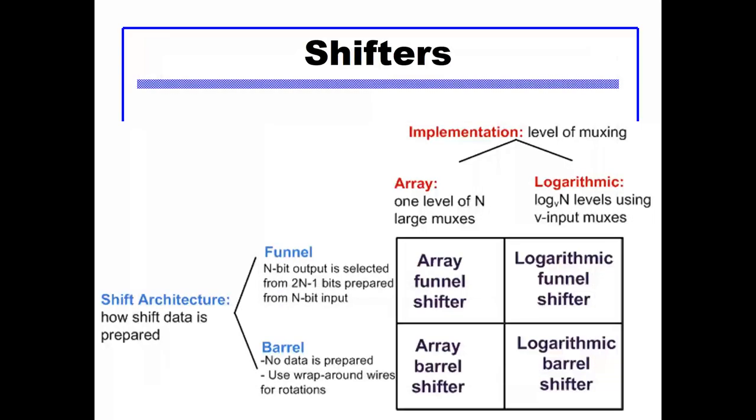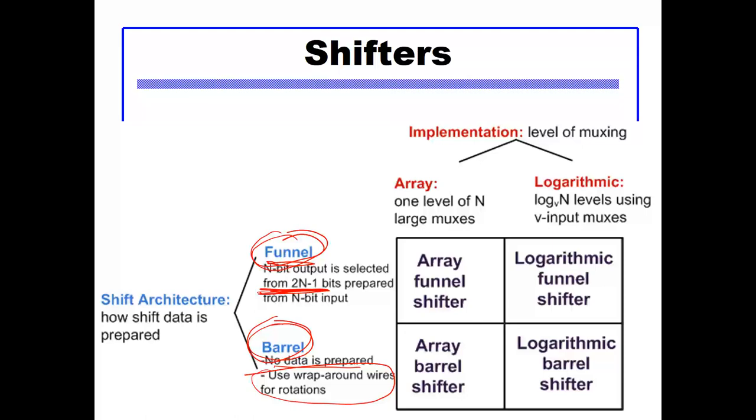In terms of the shifters and their implementation in hardware, there are two ways to implement them: the funnel shifter and the barrel shifter. The funnel shifter creates an intermediate prepared data of width 2 to the n, and we select the output from this 2 to the n prepared data. In the barrel shifter, there is no data prepared, and there are wrap-around wires for rotations. We will see the differences between these two architectures when we get to the example, but the funnel shifter fundamentally prepares the data before selecting the output.